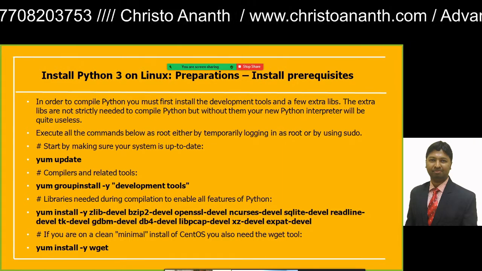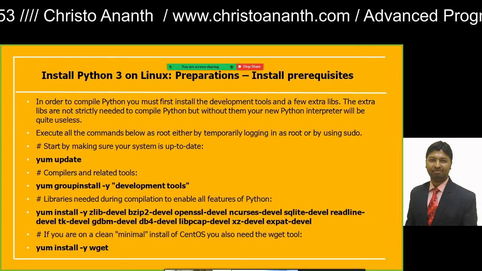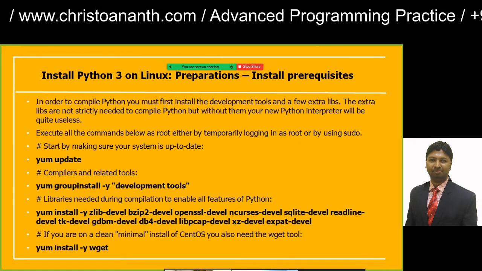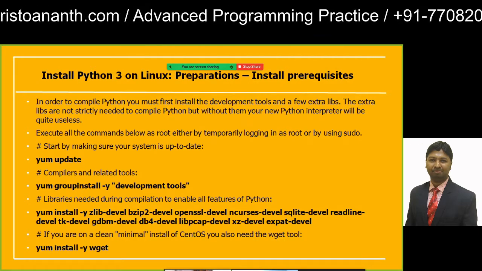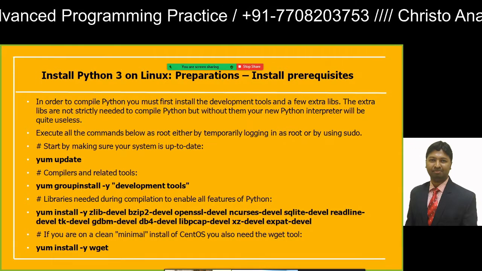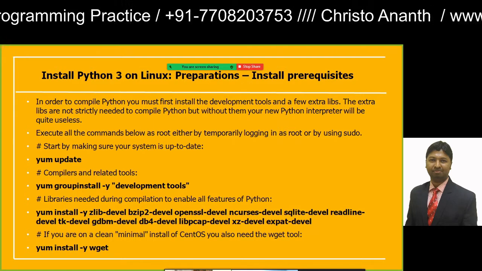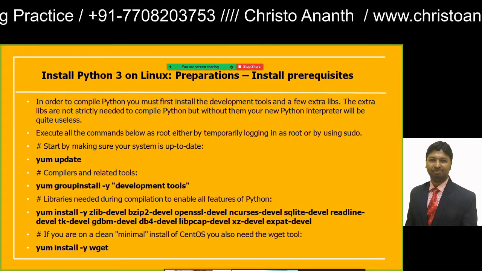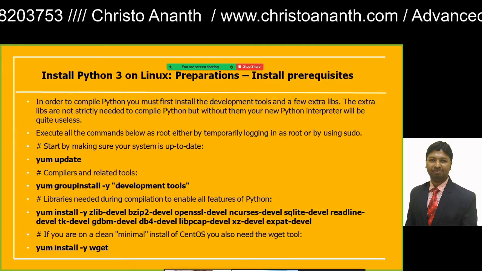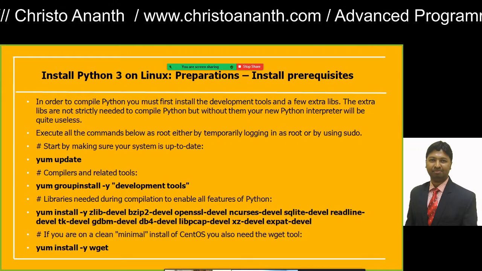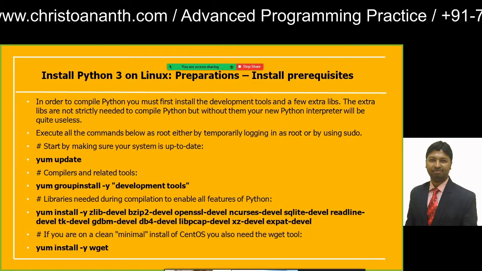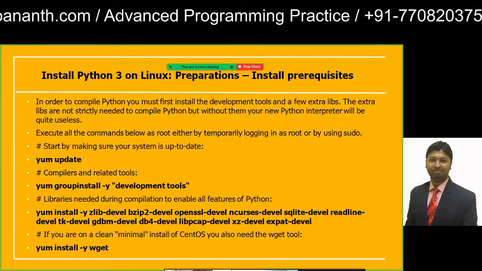And suppose you have done a clean minimal install of CentOS on the Linux platform, then you can type the command yum install -y wget. Okay, so you are going to get the minimal installation version of CentOS, or maybe the development tools, or the compiler versions that are associated with it. So you can make sure that everything is up to date in your system.